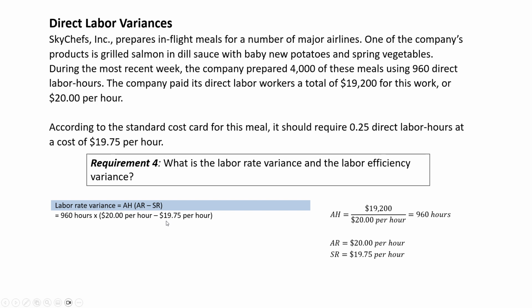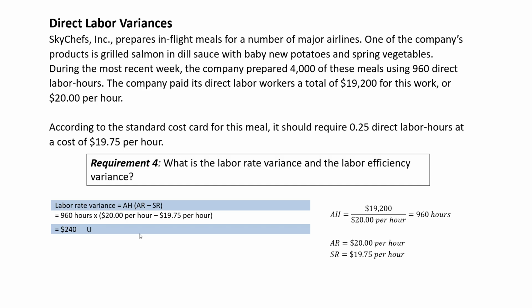So let's stop before we get the final calculation. Is this good or bad? We spent $20 per hour. We thought we were going to spend $19.75. This is bad or unfavorable. 25 cents more per hour times 960 hours is $240 unfavorable for a labor rate variance.